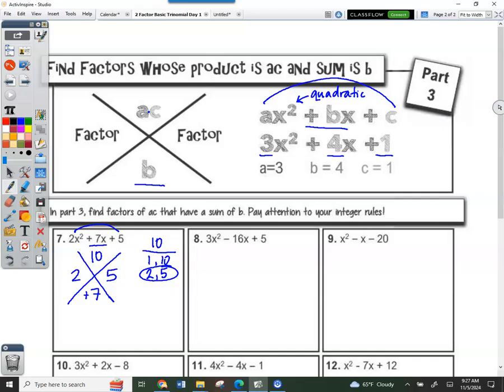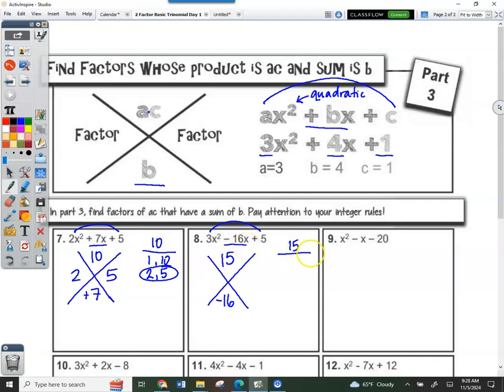Next one. Here we go. Don't let the negatives throw you off. A times C. 15. Oh my gosh. Negative 16. I'm a genius. I know exactly what it is. Copy B. Negative 16. All right, let's work with factors of 15.